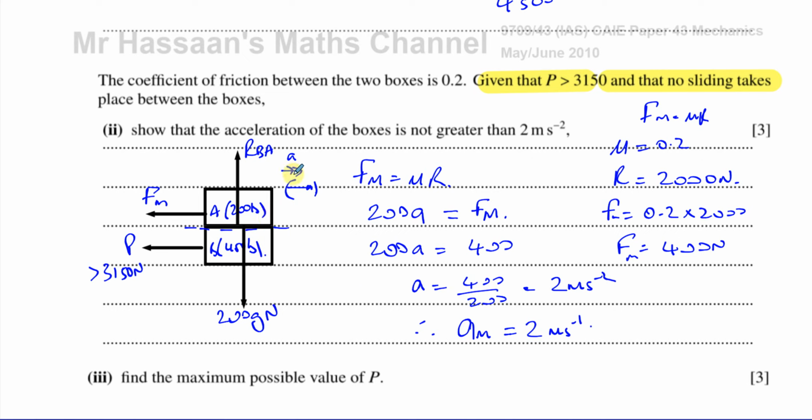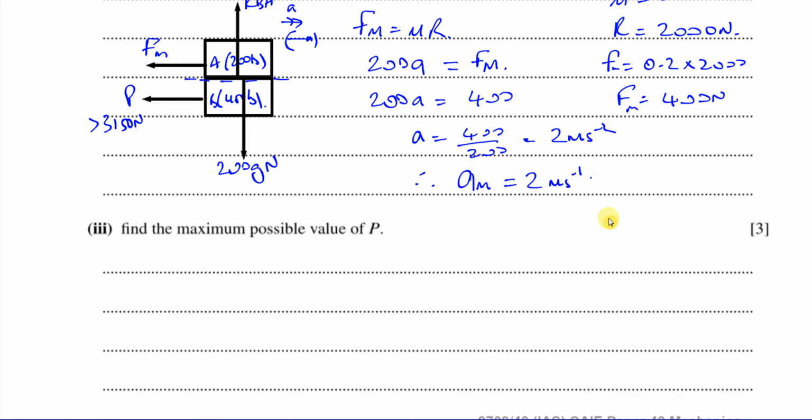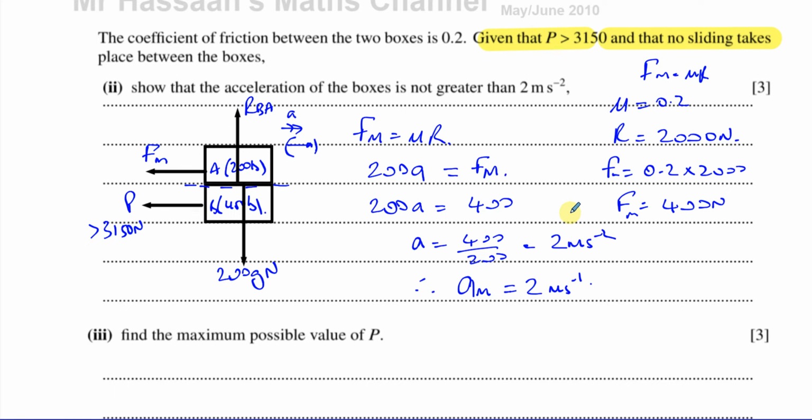And if the acceleration became more than 2, then ma would become more than 400, and then it will start sliding. Okay, so that's the best way I can really explain this question. It's a bit of a weird one, but I hope that was clear enough for you to understand. Okay, now once we know that, the rest is quite easy. It says find the maximum possible value of P such that basically no sliding takes place.